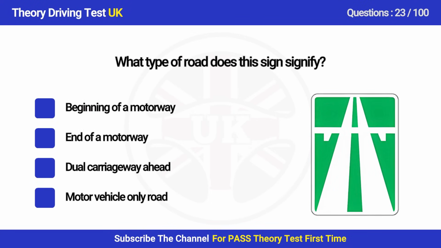Question 23. What type of road does this sign signify? A. Beginning of a motorway. B. End of a motorway. C. Dual carriageway ahead. D. Motor vehicle only road.